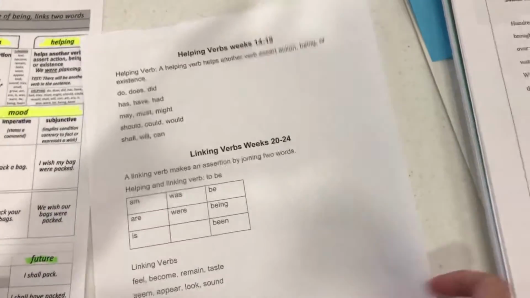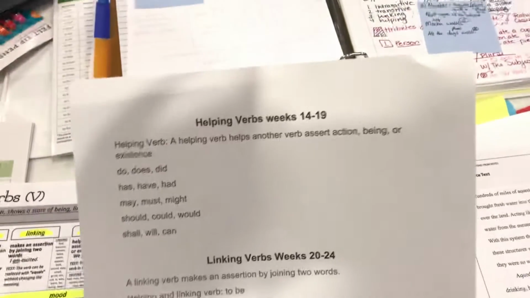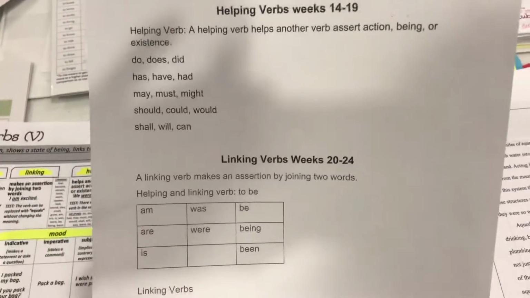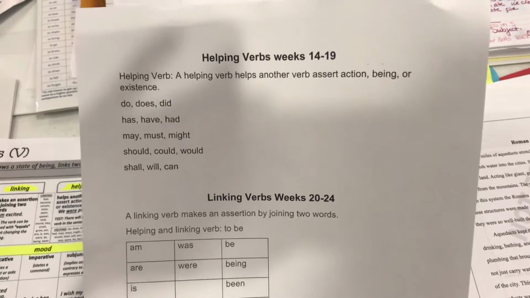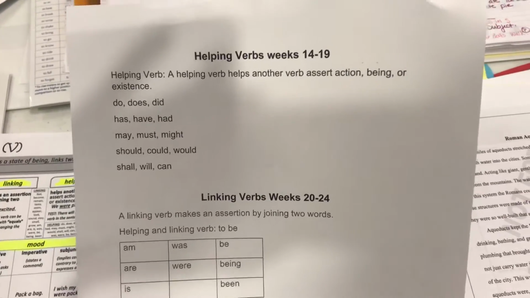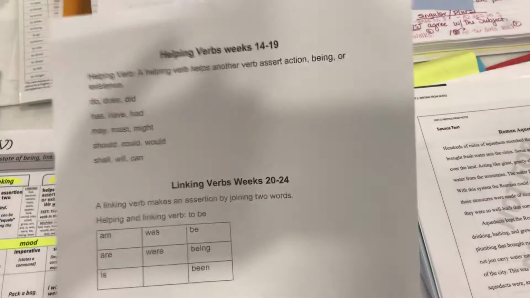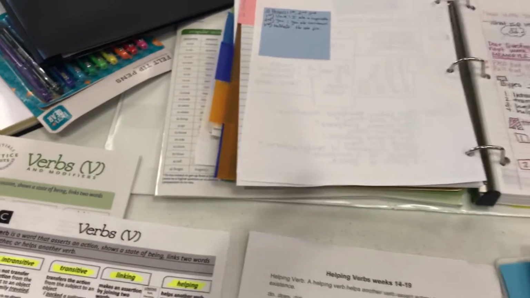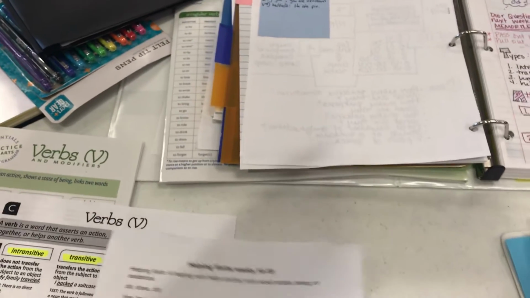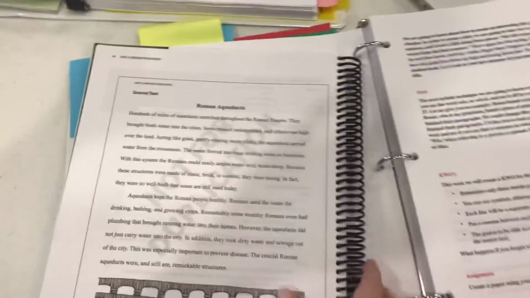So those are two songs that can help you memorize your helping verbs and your linking verbs, remembering that the form of to be can be either one, and we'll study how you know in weeks to come. But memorizing those can be very, very helpful. Linking verbs, helping verbs. And then we get to our IEW.